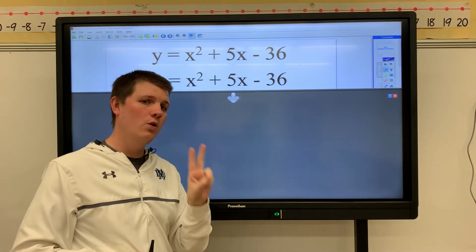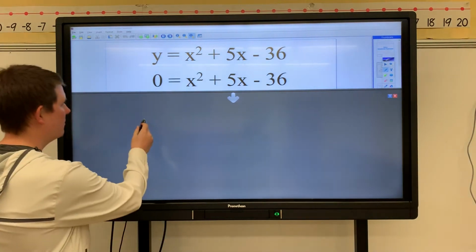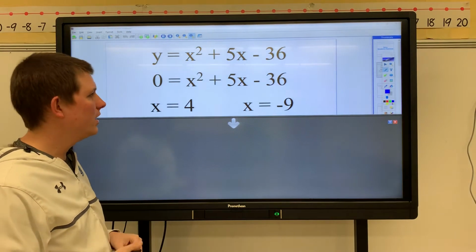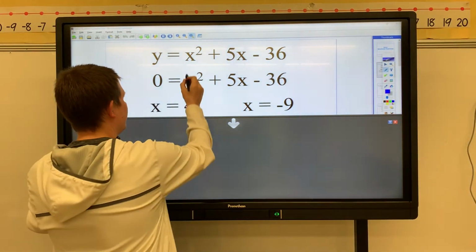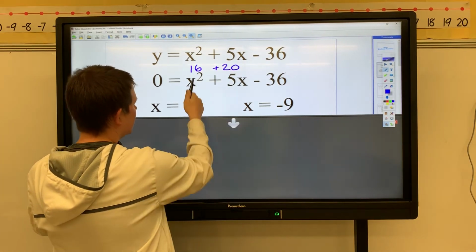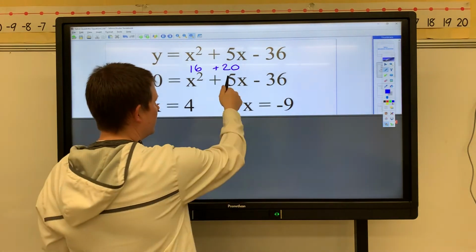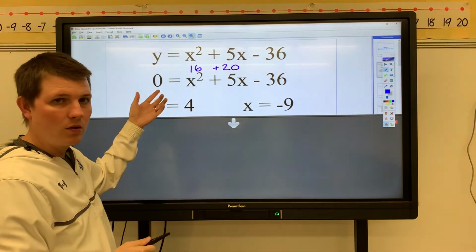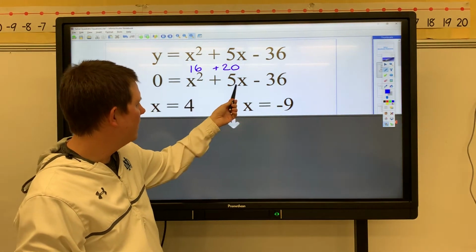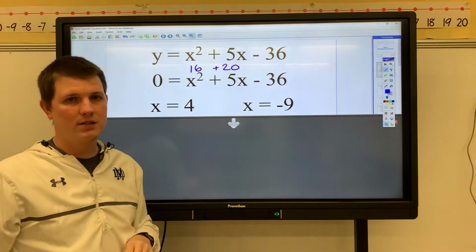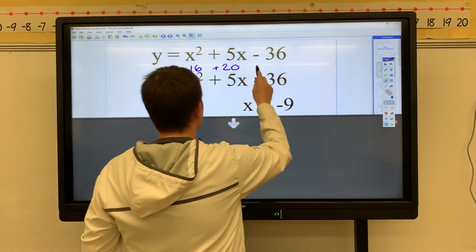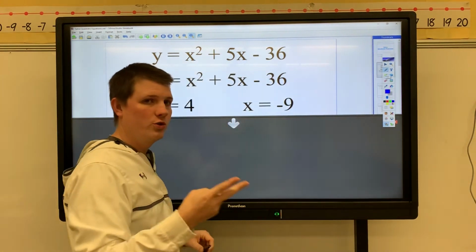All right, now hopefully you figured out what number works. There's actually two numbers that work. One is the number 4, and one is the number -9. These are both solutions. If I were to plug in 4, 4 squared is 16. 4 times 5 is 20. 16 plus 20 is 36. 36 minus 36 is 0. 4 works. -9 also works. If you plug in -9 here, you plug in -9 here, and you work this out, it also comes out to 0. So in a quadratic function, there are two solutions.